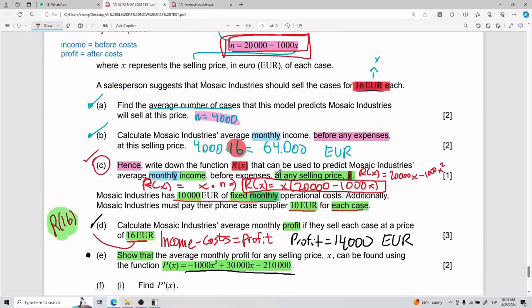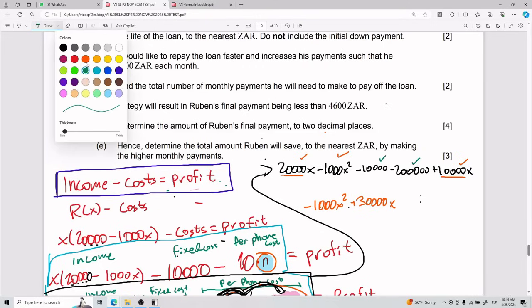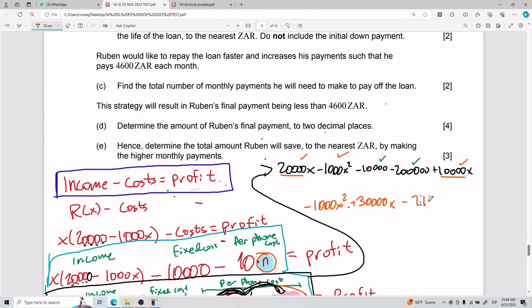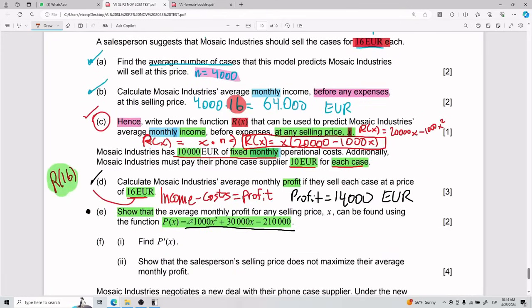And later on, I can now combine the x's. So I can combine, for example, this x and this x. And so you're going to have 20,000x plus 10,000x, which is 30,000x. And last but not least, you can combine these two. So you can do the negative 200,000 minus 10,000. So that gives you minus 210,000. And from here, I can check if I got the same thing that's in green, and it looks exactly the same.